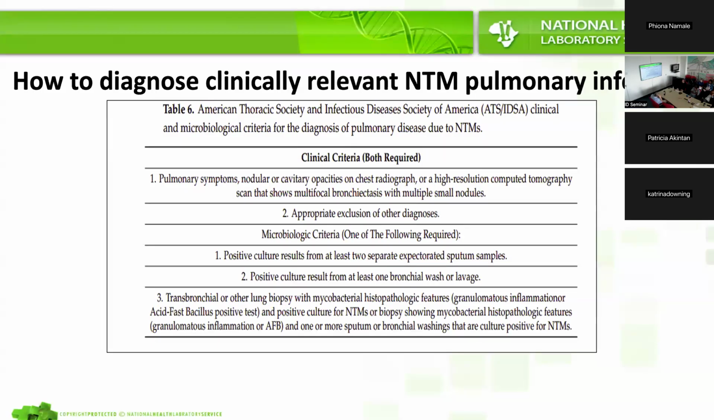And then the important one is the microbiology criteria for me. So that could be 2 positive cultures collected 1 week apart and culturing the same NTM. So although we have a 2 sputum method in the Western Cape, culturing the same NTM on the same day does not fulfill that criteria.